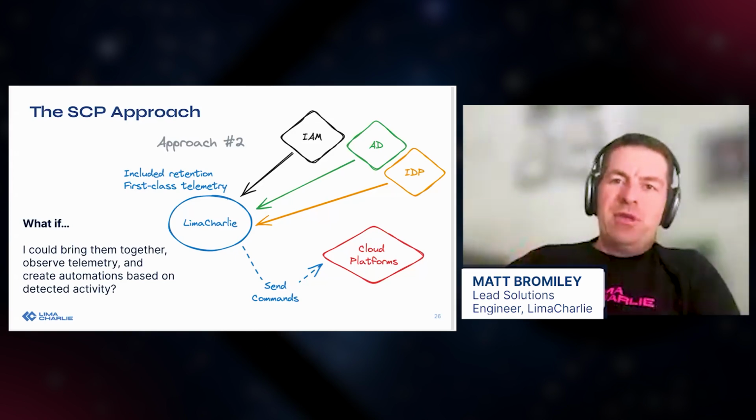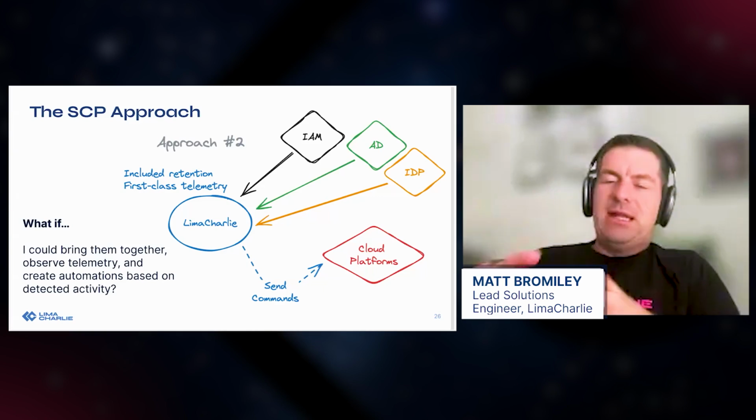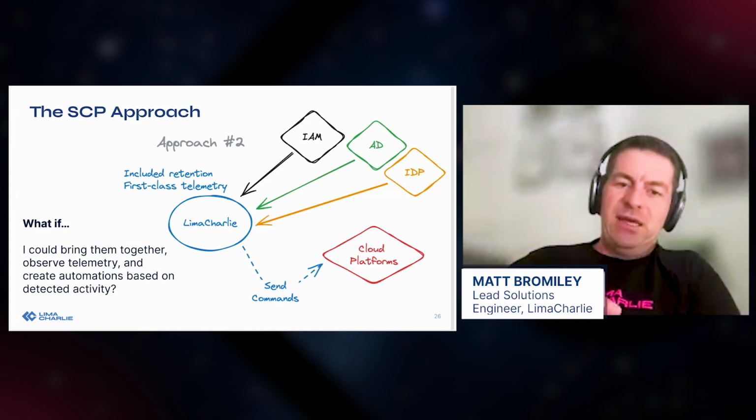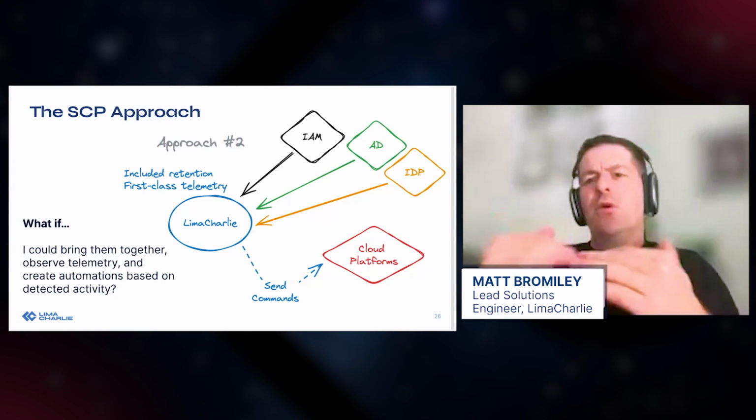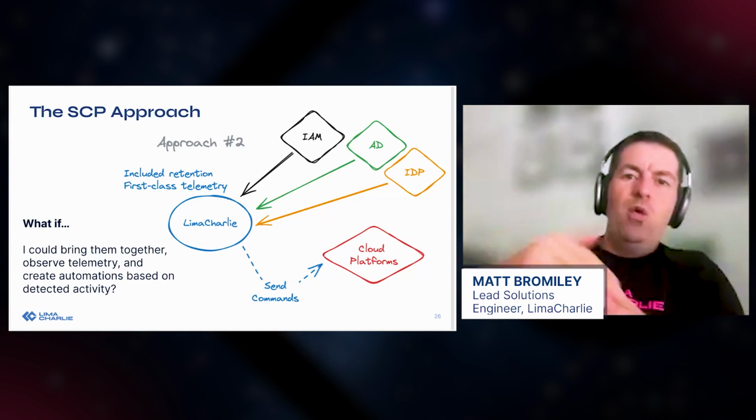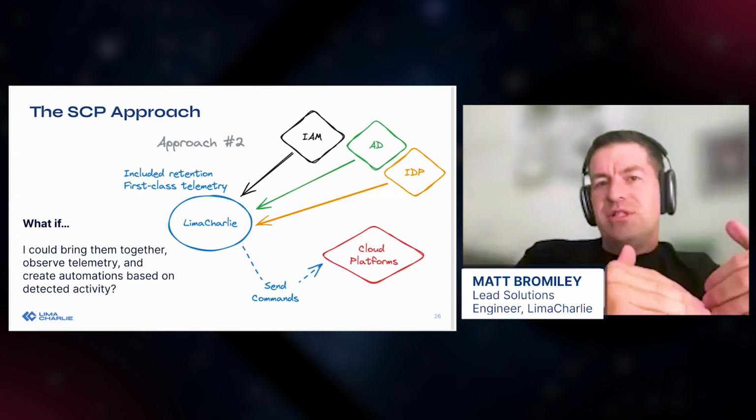And that cloud platform can be that third-party SaaS app. It can be an identity provider. It can be an Active Directory. It can be whatever we need it to be. So there's also an automation play in here. But notice the coupling of automation with retention, with telemetry normalization.